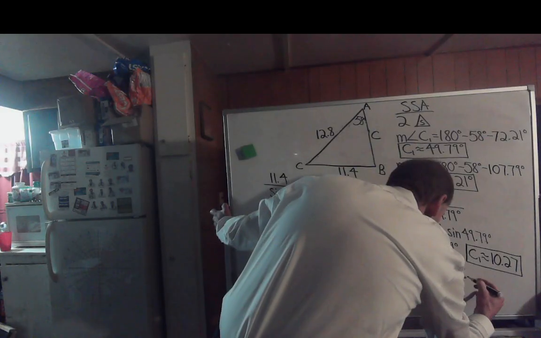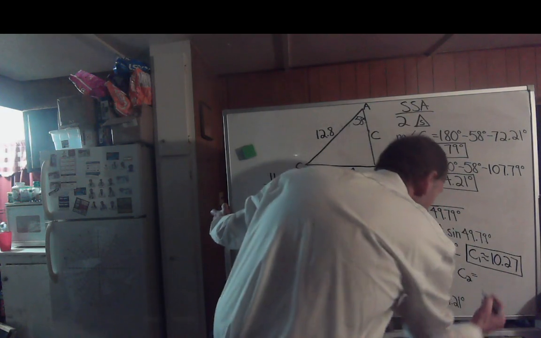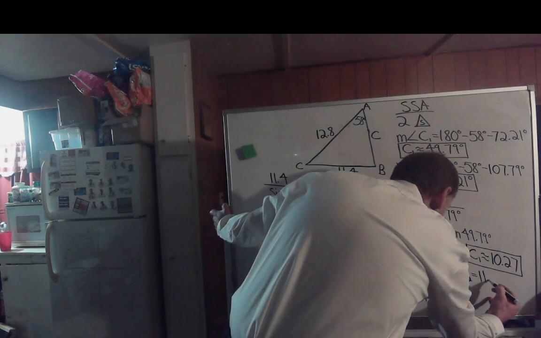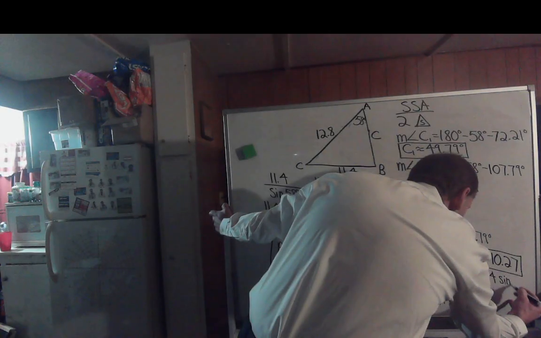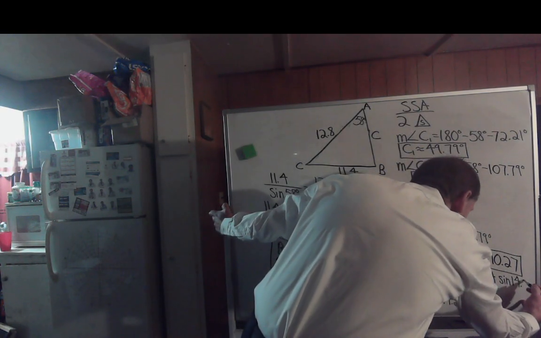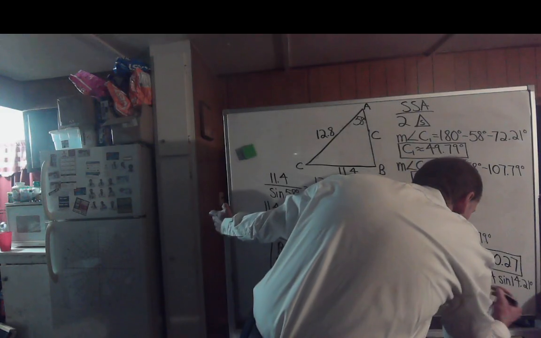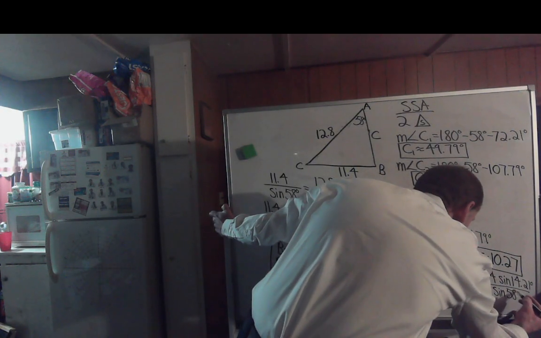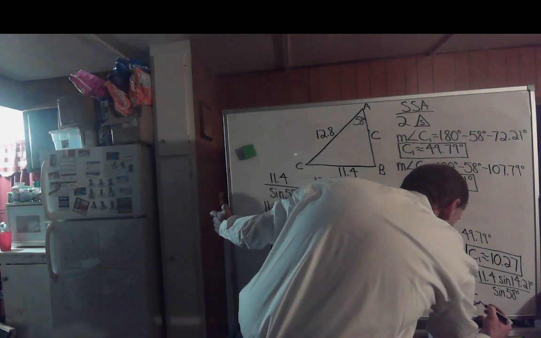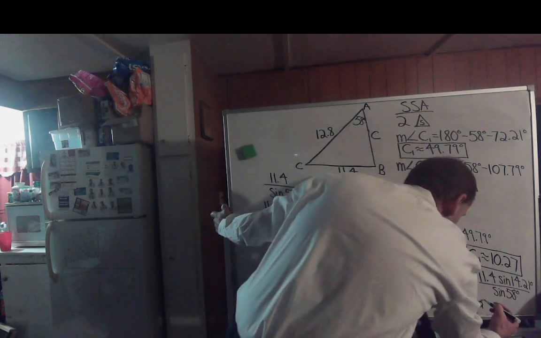So then, I know I'm running out of room, but that means side C2 equals exactly 11.4 times the sine of 14.21 degrees divided by the sine of 58 degrees. And now we should be able to pull off a 2 decimal place approximation.